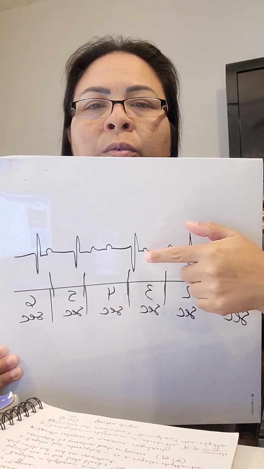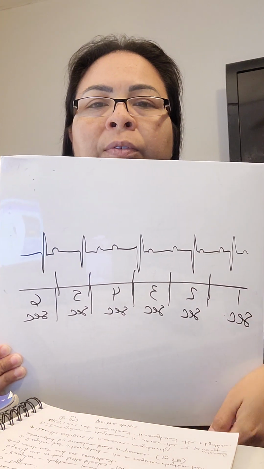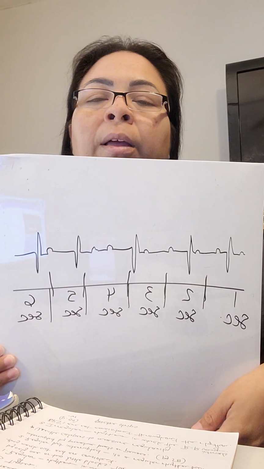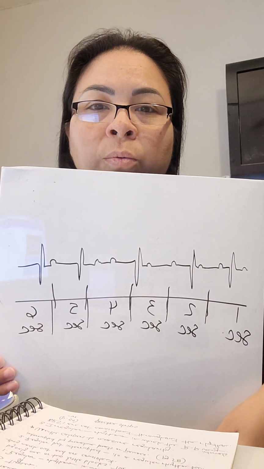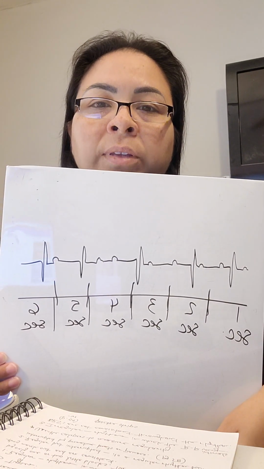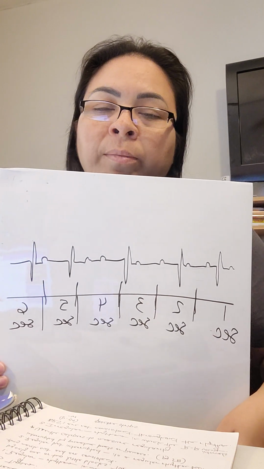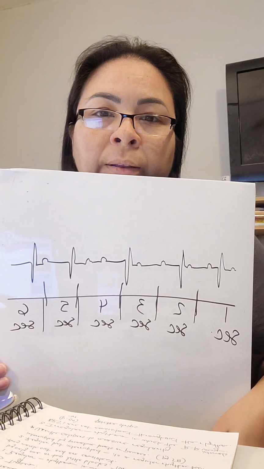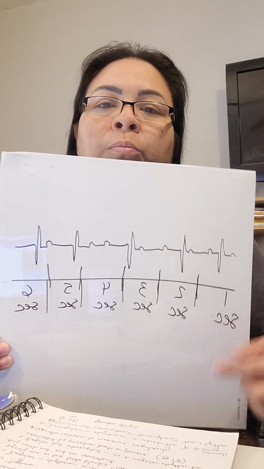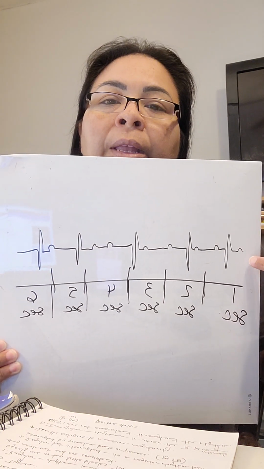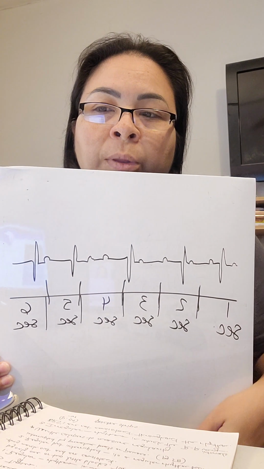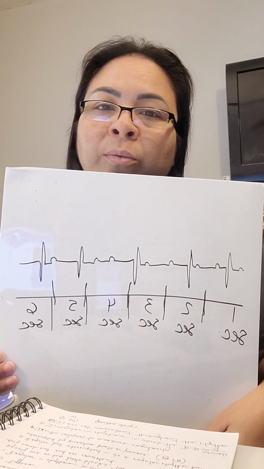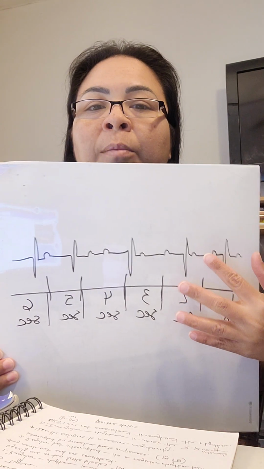1, 2, 3, 4, 5. 5 QRSs. So you put a 0 after 5, or times 10, whatever you find easier. And it's 50 beats a minute. That's how many beats per minute this patient's heart rate is. So that's just an example of this one.